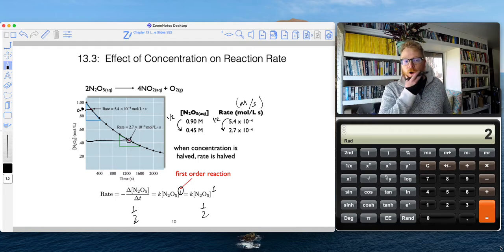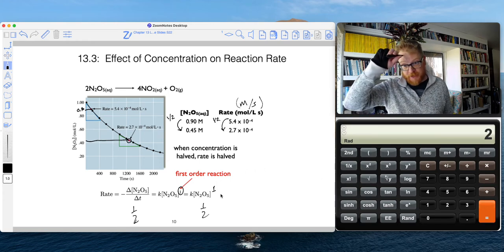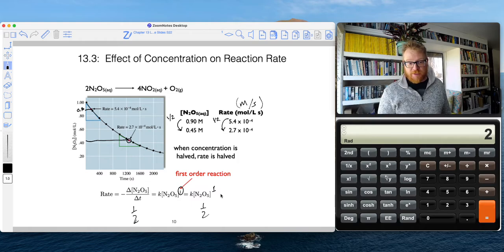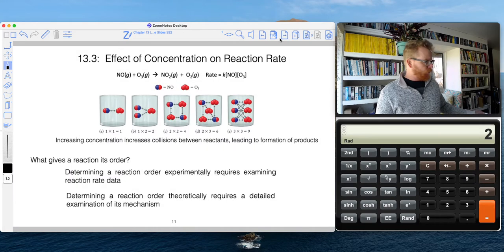Let's suppose when the rate went down by a half, but the concentration went down by 1/4, it would be a second order reaction. Hopefully that makes sense, okay? So this is basically algebra, seeing how these concentration profiles evolve and what the order must be. So what is this reaction order business, okay?